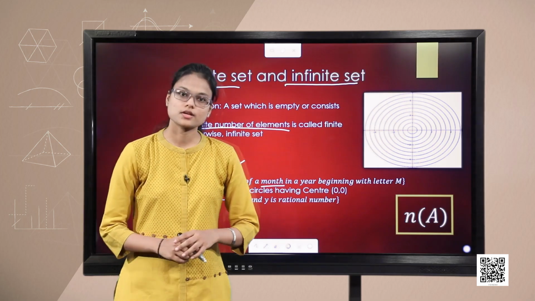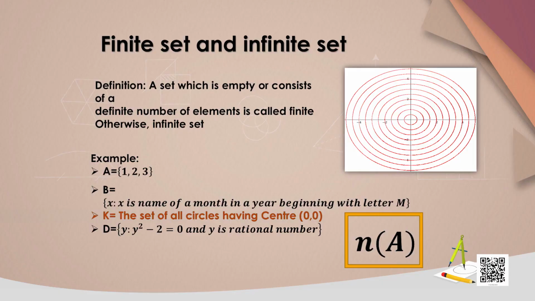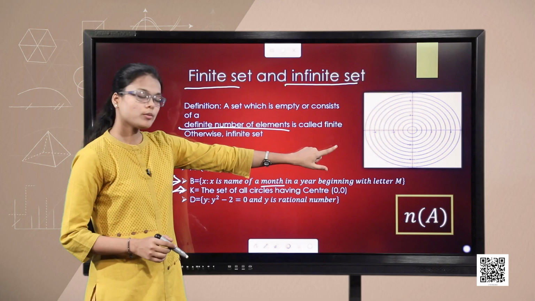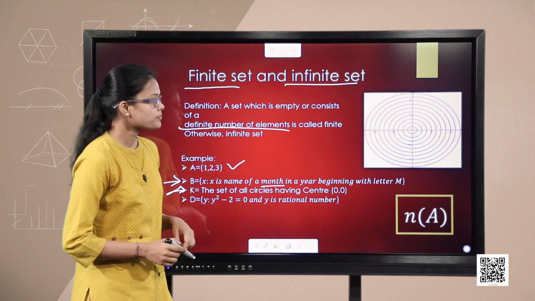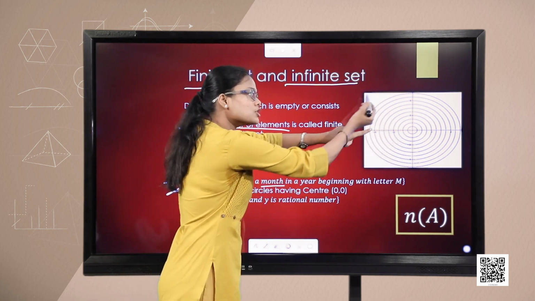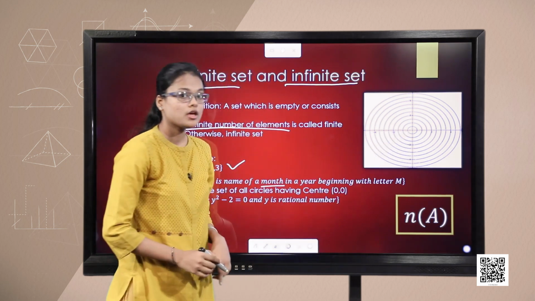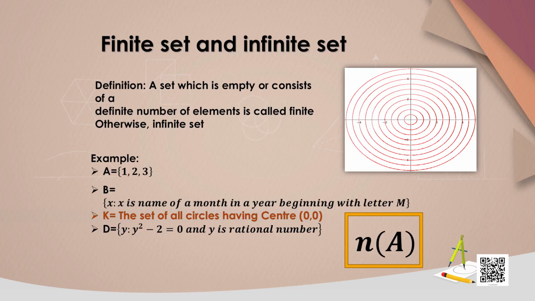So, let us take another example, set K. The set of all circles having center 0, 0. Yes, you may observe in this image that when we change the radius slightly, we always get a new circle which is centered at 0, 0. So, there are infinitely many circles centered at 0, 0. So, this set K is an infinite set.